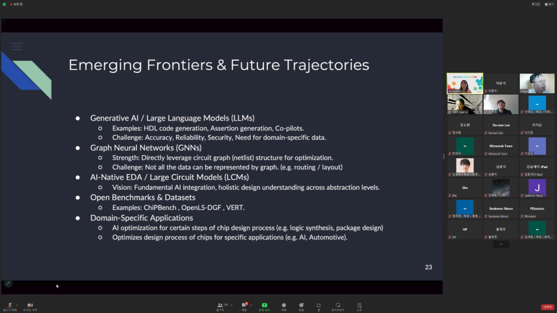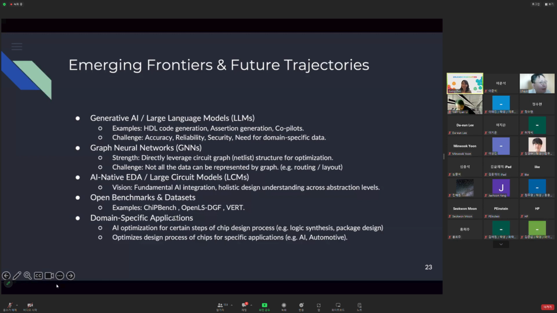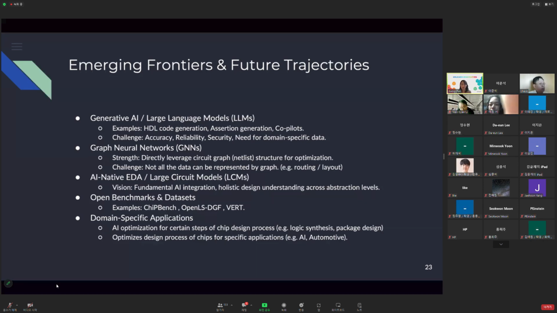And then we also need open benchmarks and data sets. As I mentioned, each of those data are proprietary for each of those companies, so it's very hard to share, but I think the whole industry needs to work together. For example, for the older data, we can make it open so that academia can use it. So I think probably we need that effort.